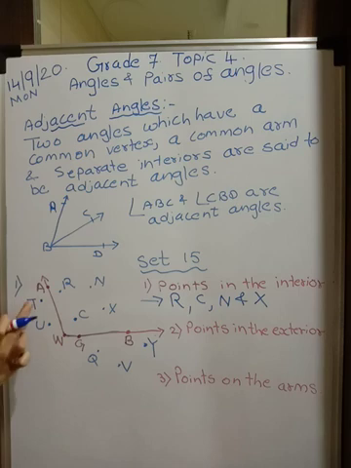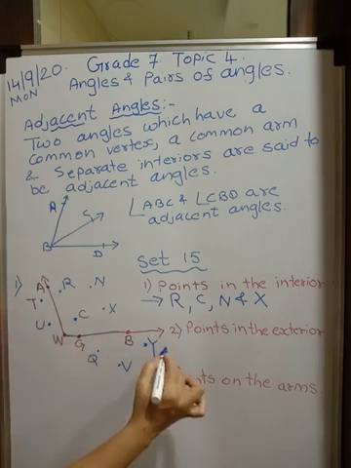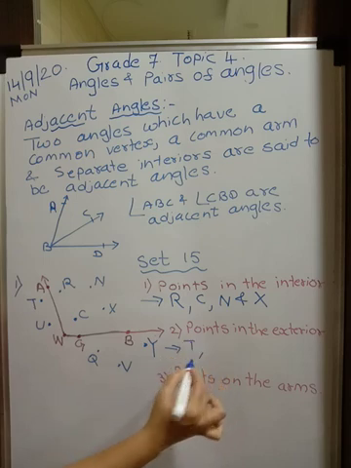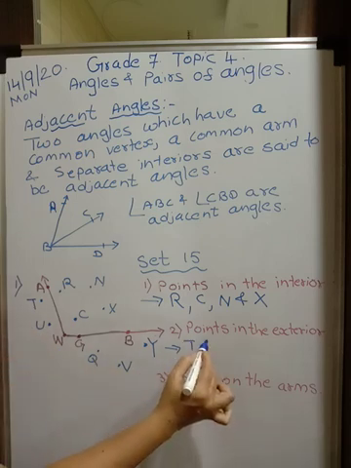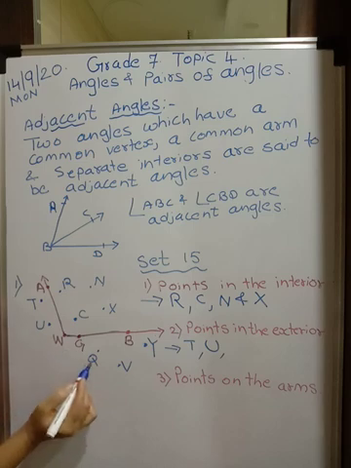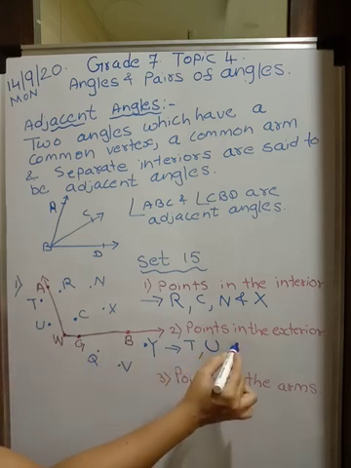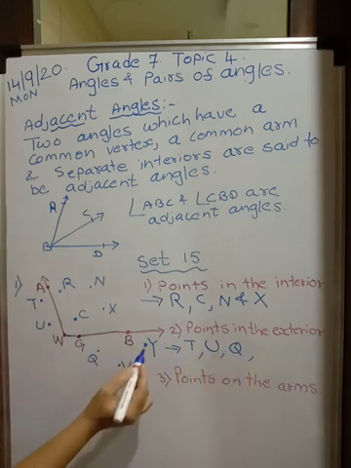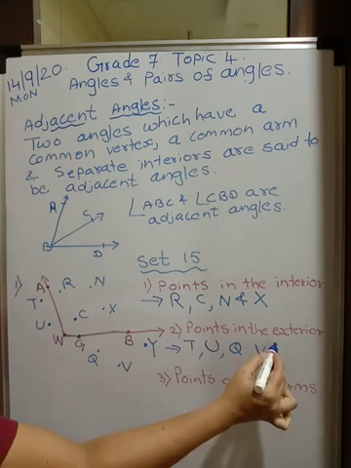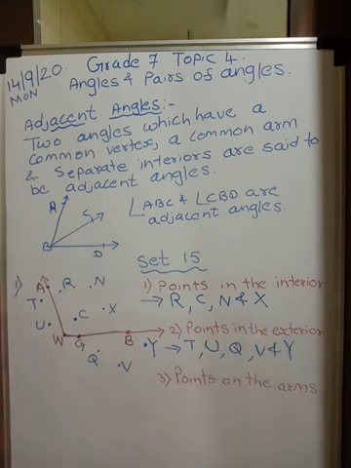Points in the exterior. Exterior is this part. So we have point T. I am writing the answer, T. After T you have U. After U you have Q. Then you have V and Y. So these points are in the exterior.